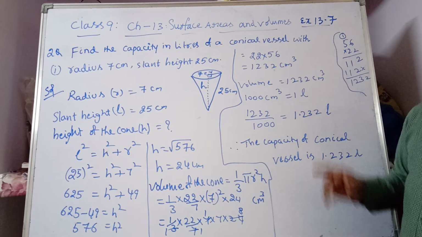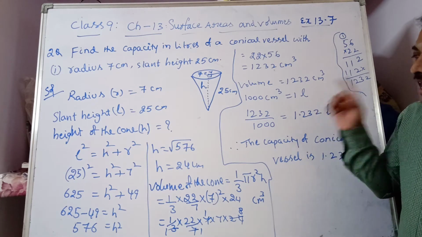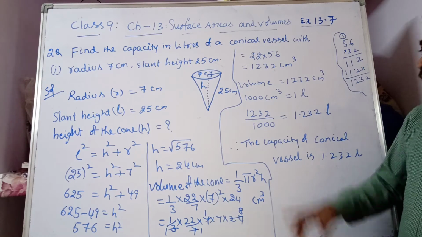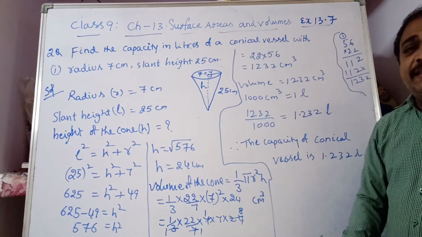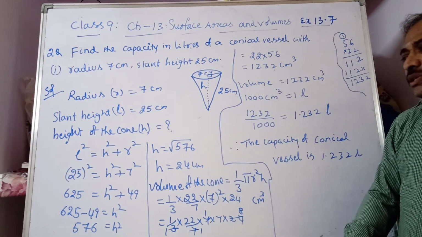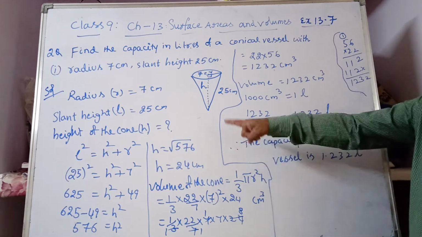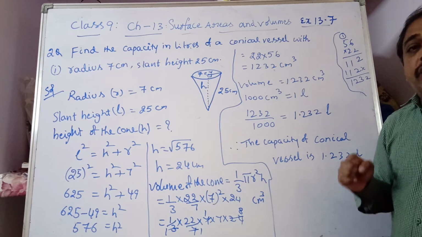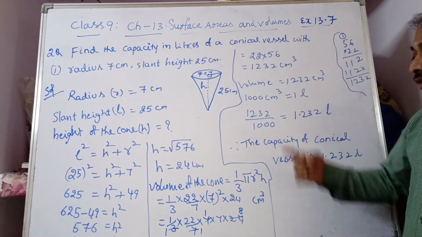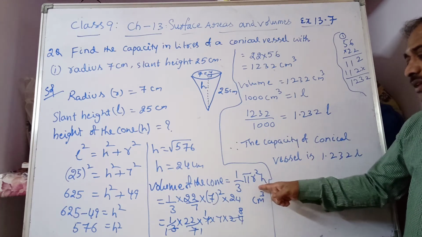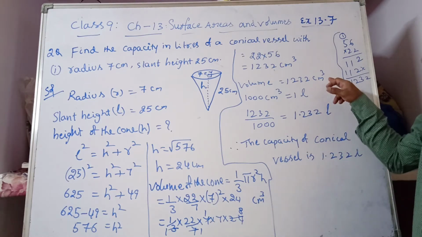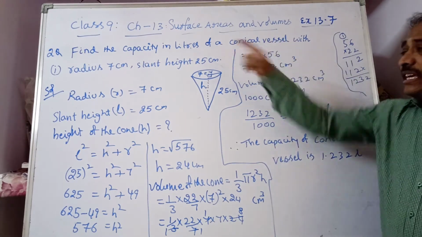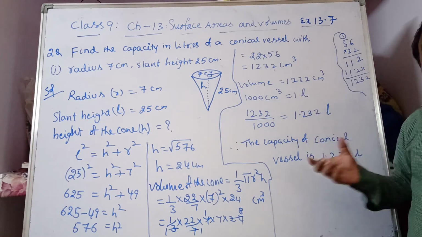So he gave in the question the radius and the slant height. By using those two, applying the Pythagoras property, L square is equal to H square plus R square, we calculated its height because we required height to find out its volume. So one volume formula is 1 by 3 pi r square h. Volume is measured in cubic units. We substituted and calculated, but he is asking the capacity of the vessel.